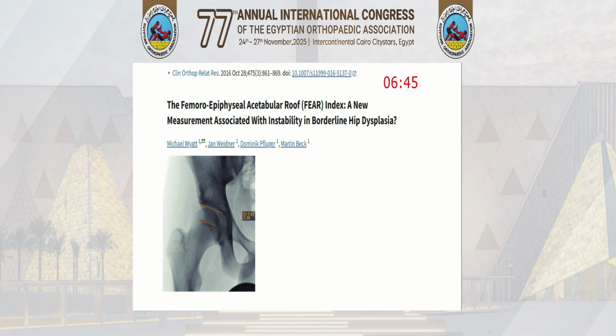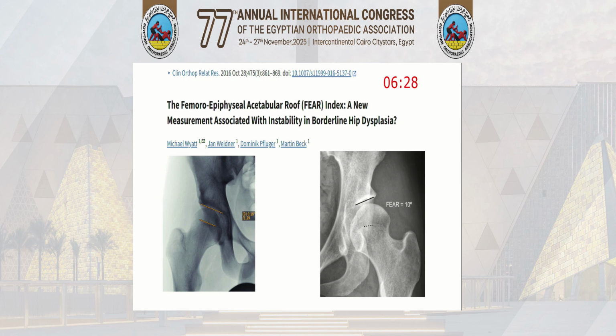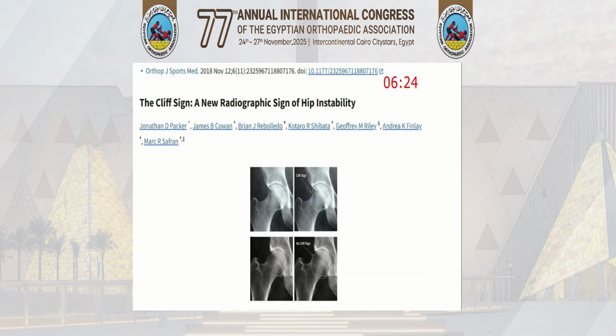There's another index called the FEAR index, or the femoroepiphyseal acetabular roof index, and that's looking at the roof of the acetabulum and its relation to the physeal scar of the femoral head. Normally, they should be parallel to one another. If they are diverging laterally, then this is a sign of lateral instability.